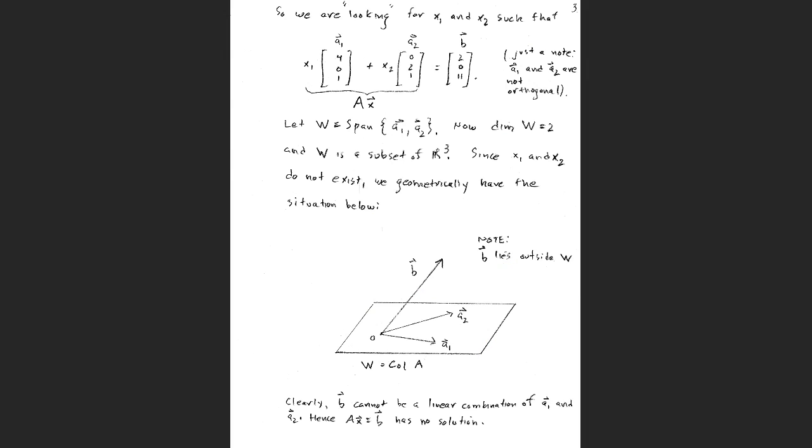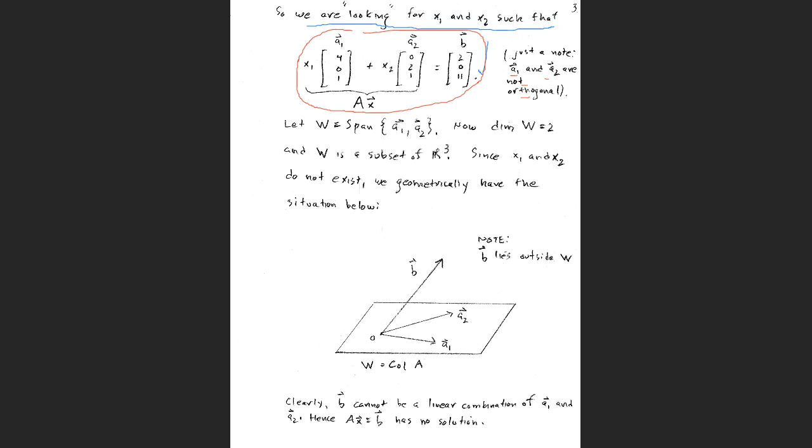Okay, so in this process, what did we do? We are looking for x1 and x2 such that this vector equation holds, which I'm basically restating. And I'll make a little note here that the column vectors A1 and A2 are not orthogonal. But we were looking for x1 and x2 such that this vector equation is true.